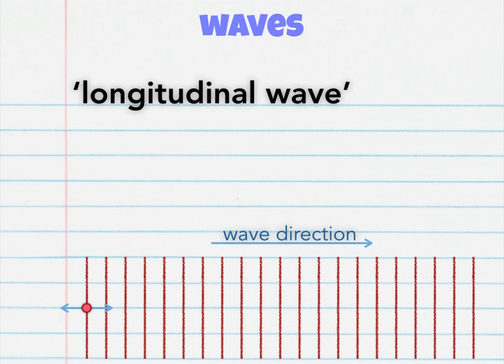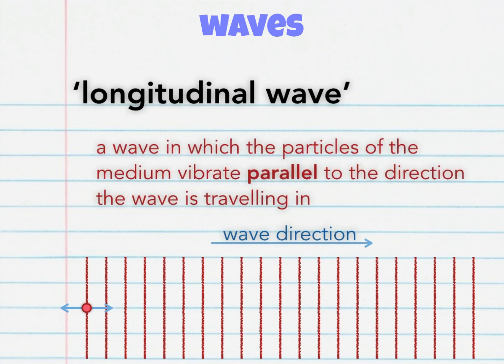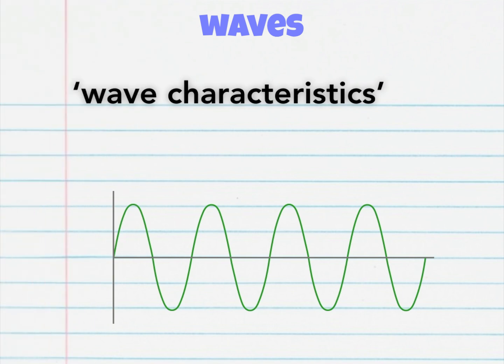A longitudinal wave is, therefore, a wave in which the particles of the medium, air in this second example, vibrate parallel to the direction the wave is travelling in. And that's the final definition. We'll end the video by identifying some wave characteristics using the following diagram.